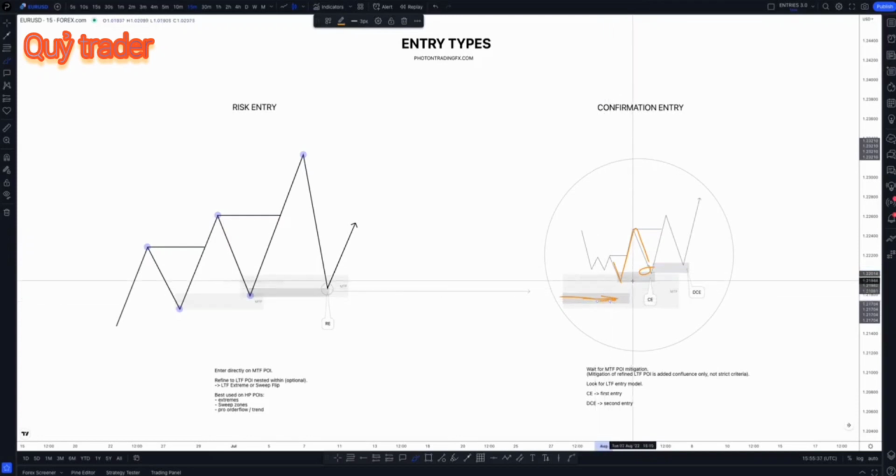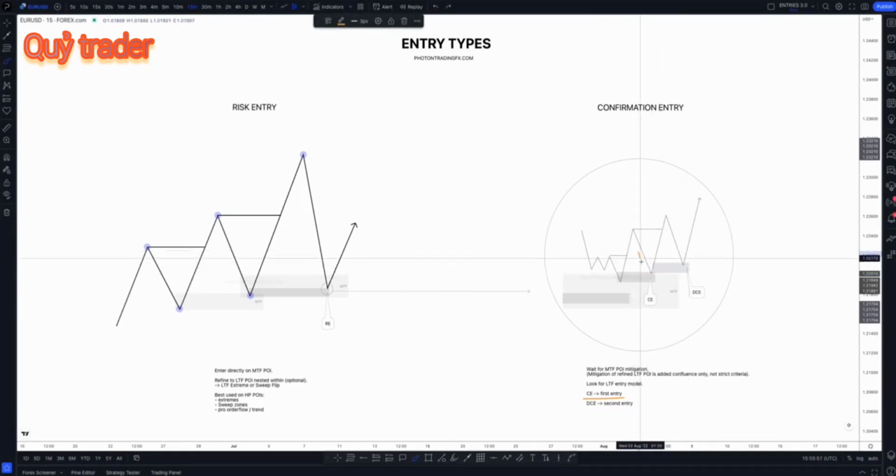It's just, if it hits this, that's just an added bonus, okay? So hopefully that makes sense. And yeah, once we get our medium time frame POI mitigation, we look for our lower time frame entry model, right? We've covered this at length in the previous lessons. And essentially the confirmation entry is just pretty much that first entry. And then, if you get another break, another POI, that would be your DC.